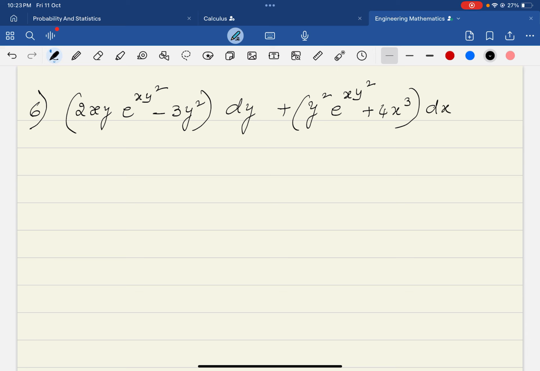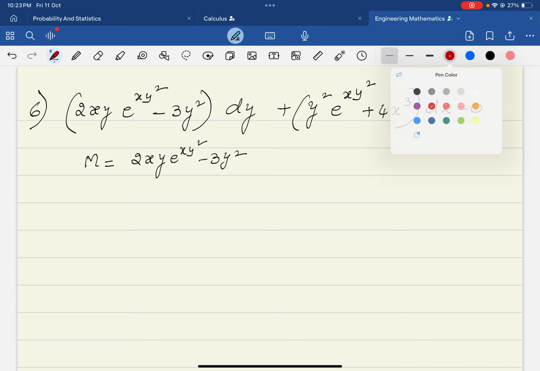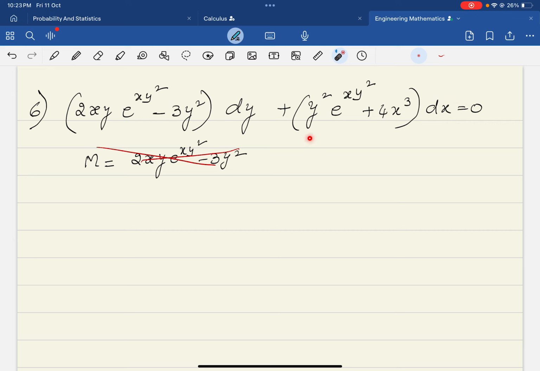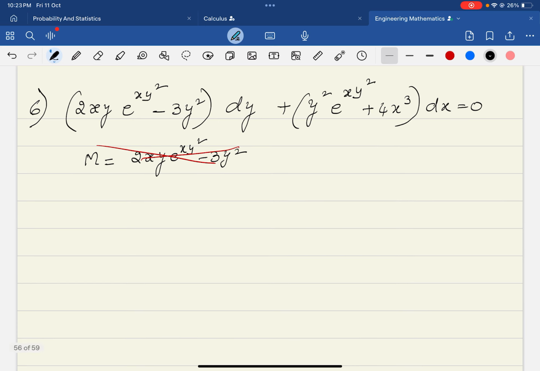So what is the equation here? What is m here? If you write m as 2xy e raised to xy square minus 3y square, then this is wrong. Why? Because in the equation, always remember the dx component is m, the dy term is n. If you do it like this, you will make a total mistake, and you will not be getting any marks for that. So please remember that.